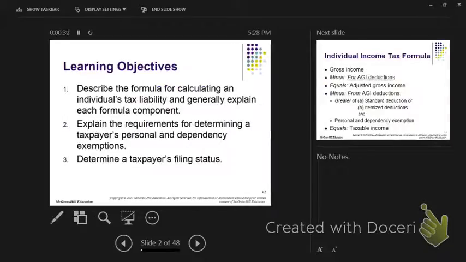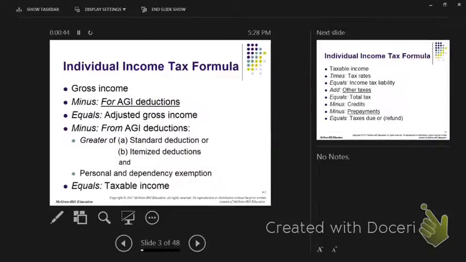But a couple things we're going to talk about is how to calculate tax liability. We're also going to explain the personal exemptions and the filing dependencies and how to determine someone's filing status. That should actually be the easiest of all of them. So this is your tax formula.